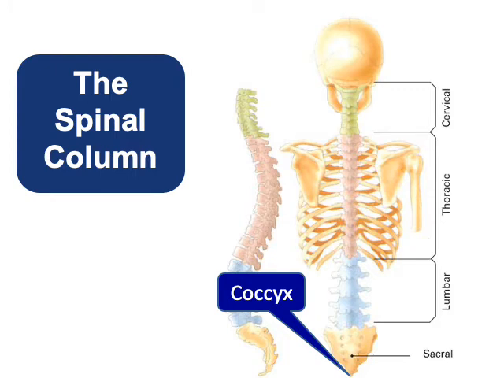Now, I talked about the spinal column. There's 33 vertebrae total on average. There's 7 cervical vertebrae, 12 thoracic vertebrae, 5 lumbar, 5 sacral, and 4 coccyx. The sacral and coccyx are fused, and the sacrum, that triangular bone at the bottom there, actually makes up the posterior portion of your pelvis.